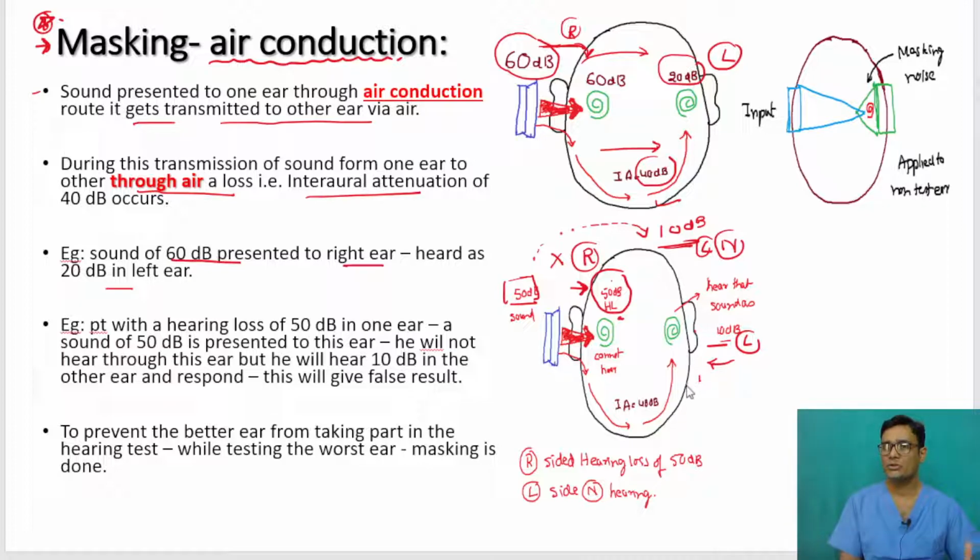So what do you think? Is the patient having a hearing threshold of 10 decibels? It's not like that. To prevent the better ear from taking part in the hearing test while testing the worse ear, masking is done. I'll repeat: to prevent the better ear from taking part in the hearing test while testing the worse ear, masking is done. How do we do masking? Suppose we are testing the right ear. To prevent the non-test ear, the left ear, from taking part in the hearing test, we apply a complex noise to the left ear.